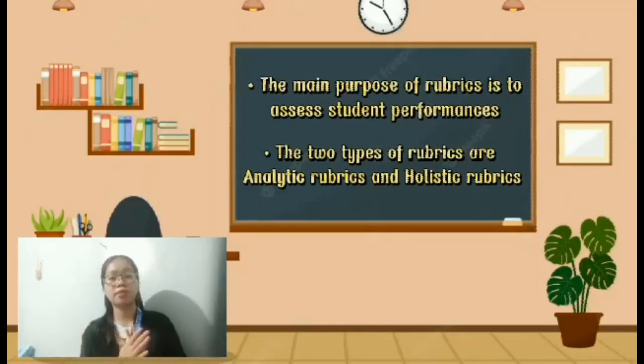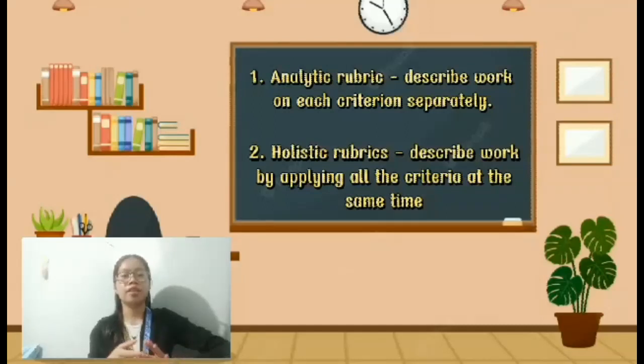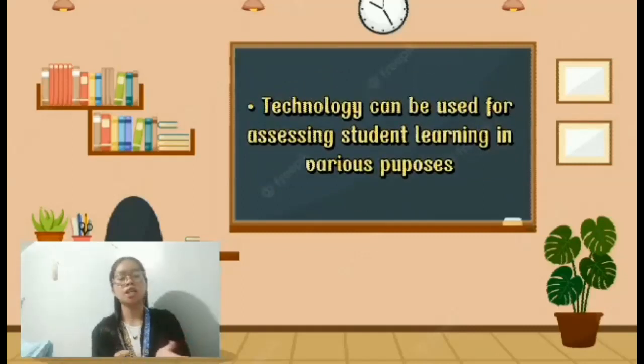There are two types of rubric, namely analytic rubrics and holistic rubrics. When we say analytic rubrics, it describes work on each criterion separately. It utilizes separate ratings of specific characteristics, products, or behavior. Holistic rubrics, on the other hand, describe the work by applying all the criteria at the same time, enabling an overall judgment about the quality of the work. It utilizes holistic rating for a product or behavior. So now let's move on.